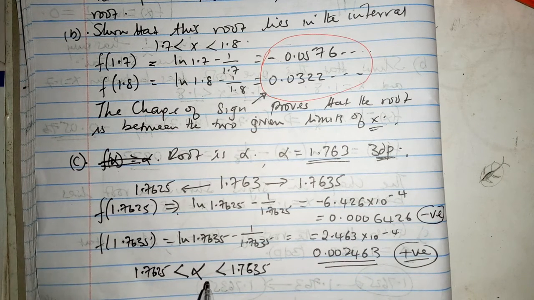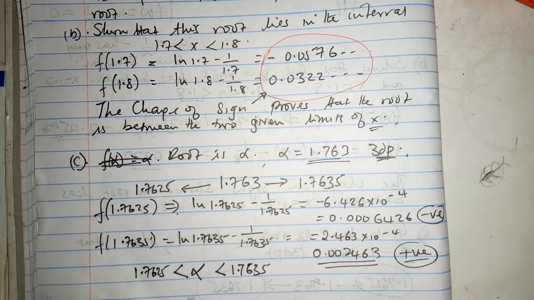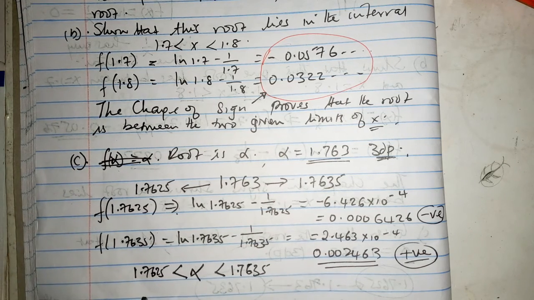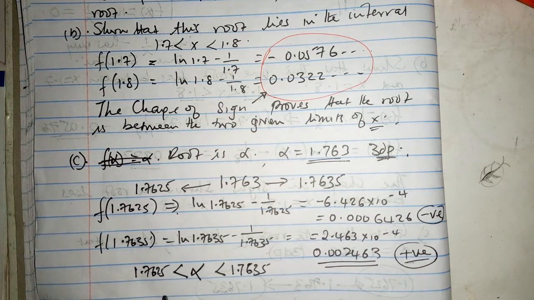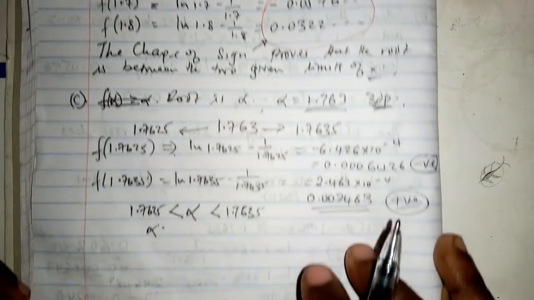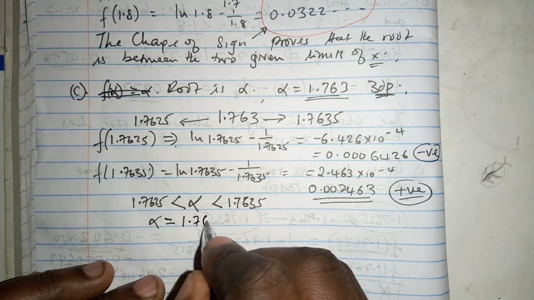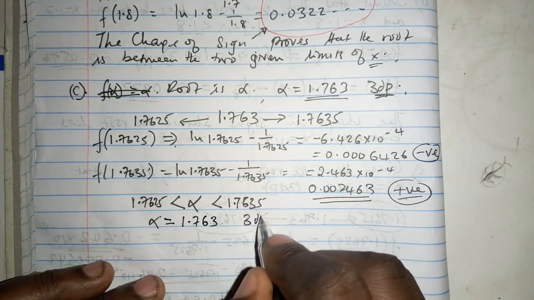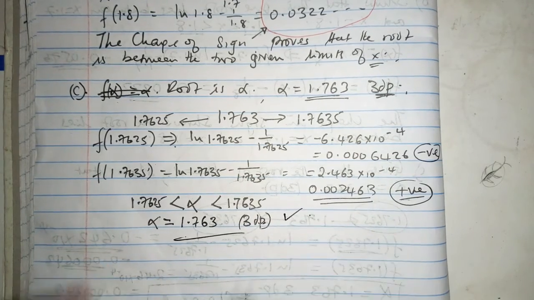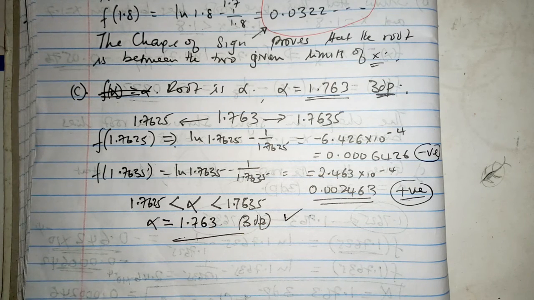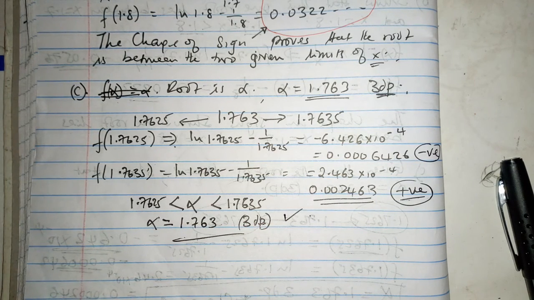Alpha is the number that is going to be substituted in the function to give us 0. So we can simply say that correct to 3 decimal places, alpha is 1.763. Of course, that shows everything, and we have been able to prove that.